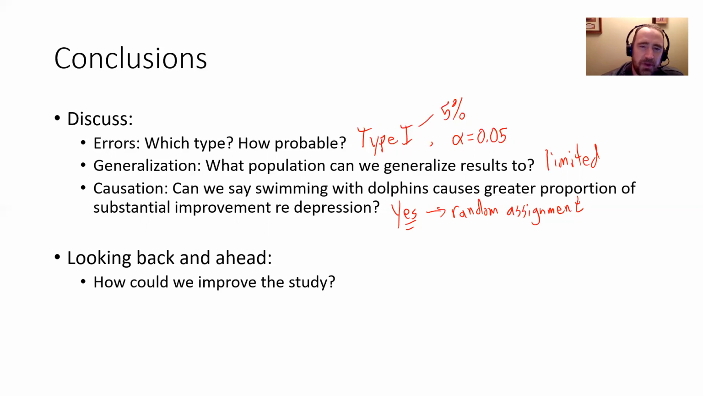Looking back and ahead, how could we improve the study? Probably the biggest thing here would be to do a better job sampling if possible. But that can be really challenging in settings like this where you do need people who have the condition, mild to moderate depression, are willing to go off of medication, are willing to spend time doing your treatment here of swimming with dolphins. So that can be pretty challenging, but that might be a place to focus on improving. All right, that's the simulation-based approach to when we have this scenario of two categorical variables.